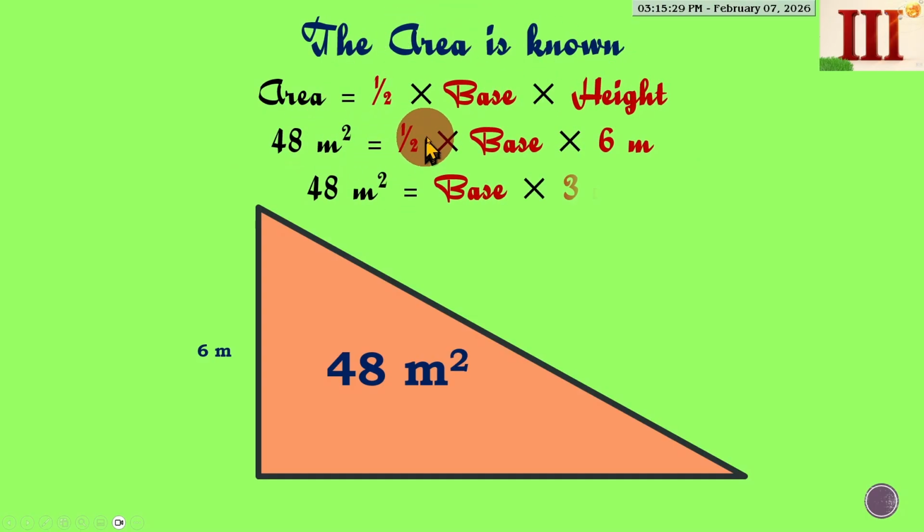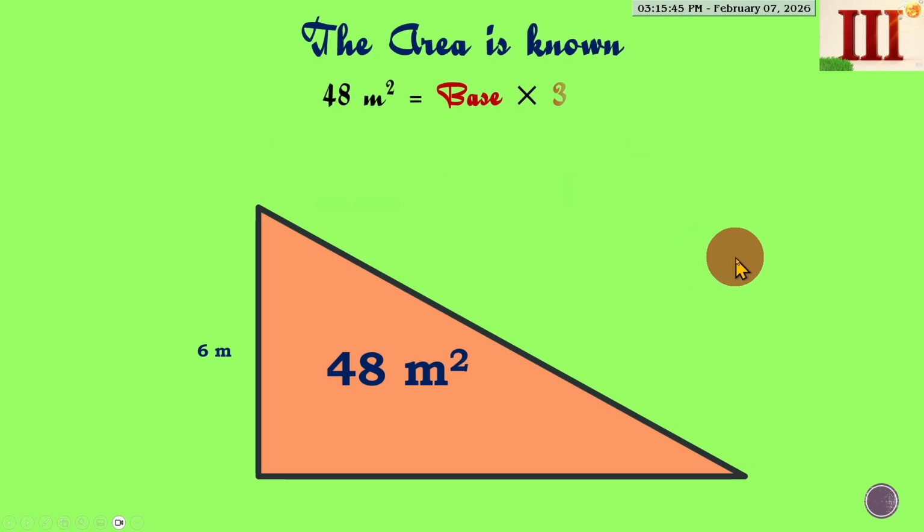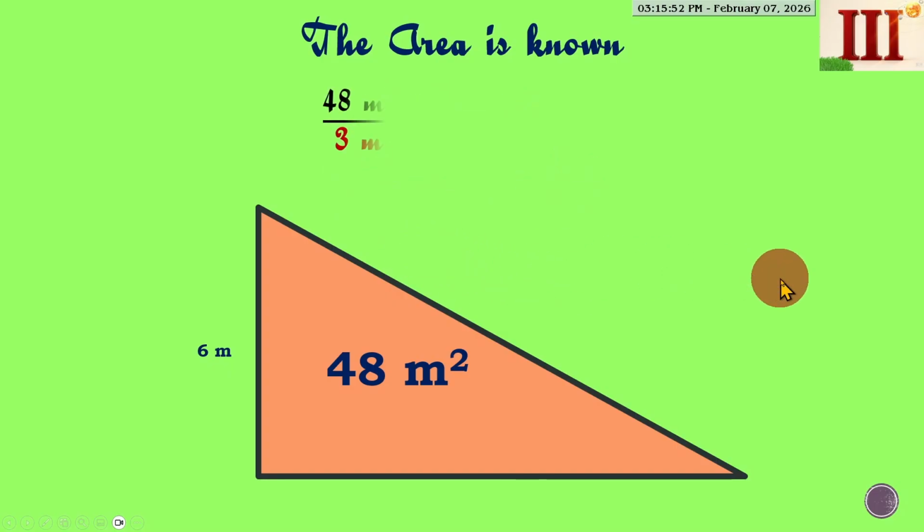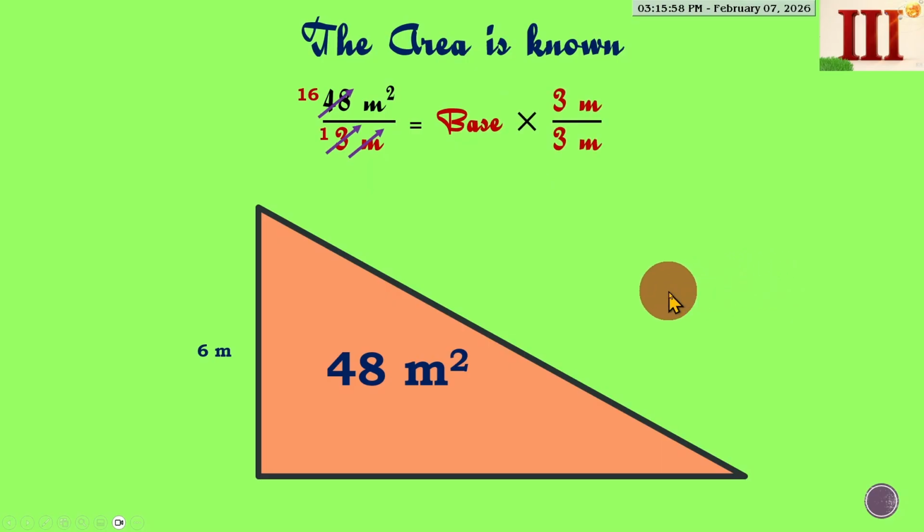We substitute what we know. We put 48 with the area and 6 with the height. Notice we're going to multiply 1/2 by 6 to give us this 3. And so once we divide both sides by 3, we will be able to find what we're looking for. So 3 into 3 is 1, 3 into 48 is 16, and so we will be quite aware that this base is going to be 16 meters.